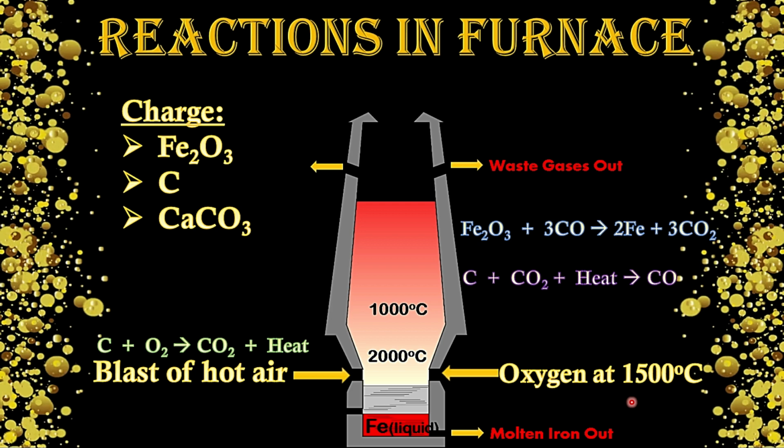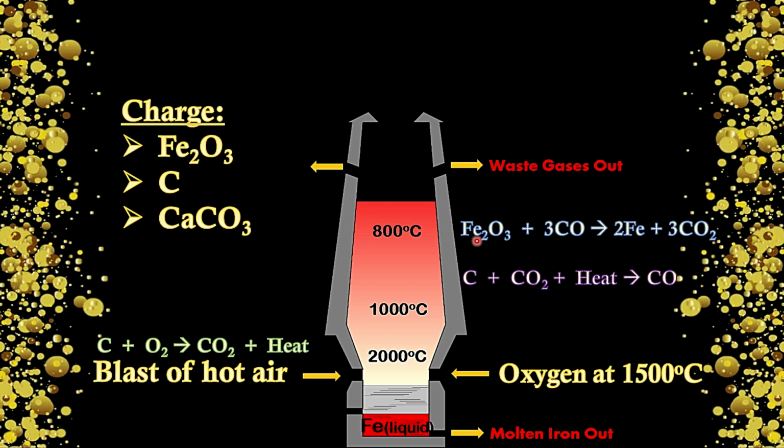and waste gases will go out from the upper part of the furnace. These gases include unreacted oxygen and carbon dioxide, which is forming here. It will be released out from the furnace. Temperature at this area of the furnace will decrease to 800 degrees centigrade.